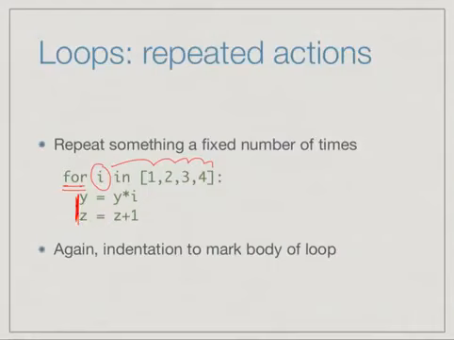So this is in sequence, it's multiplying y by 1, then the result by 2, then the result by 3, and so on. So at the end of this, we'll have y times 1 times 2 times 3 times 4, and we'll have z plus 1 plus 1 plus 1 plus 1, 4 times, because each time we're adding 1 to z. So this will be the outcome of this loop. So the main thing is exactly like if, we have indentation to mark the body of a loop.